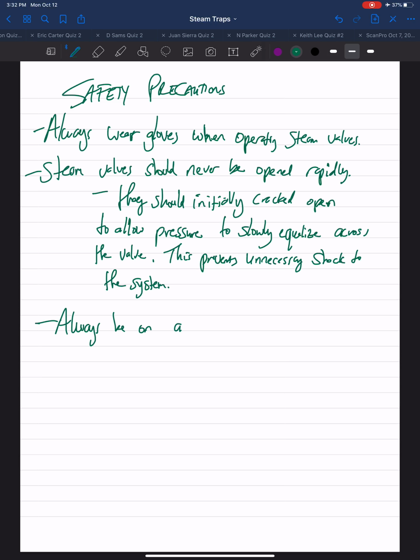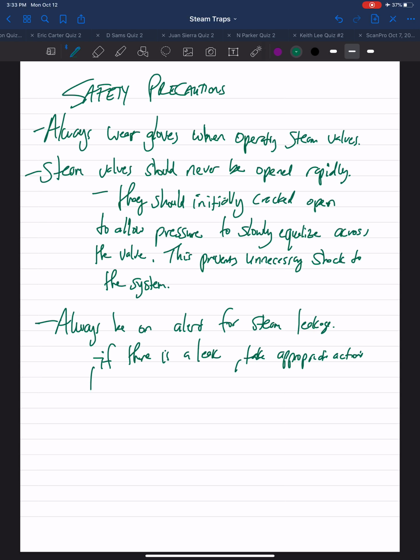Always be on alert for steam leakage. If there is a leak, take appropriate actions to isolate the steam and ensure valve lineups are correct.